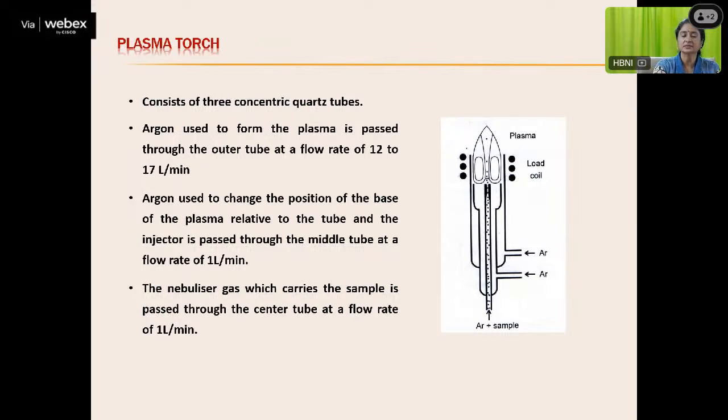Now how the plasma torch looks is that it consists of three concentric quartz tubes. This is a cross-sectional view of a plasma source. Argon used to form the plasma is passed through the outer tube at a flow rate of 12 to 17 liters per minute. Argon is also used to change the base of the plasma relative to the tube, and the injector is passed through the middle tube at a flow rate of 1 liter per minute. The argon along with the sample will be passing through the middle of the plasma tube at a rate of 1 liter per minute.